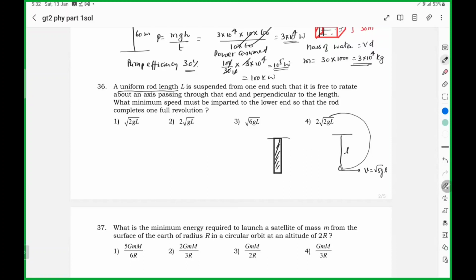A rod is suspended from one end such that it is free to rotate about an axis passing through the end and perpendicular to the length. So about this axis, it rotates like this.